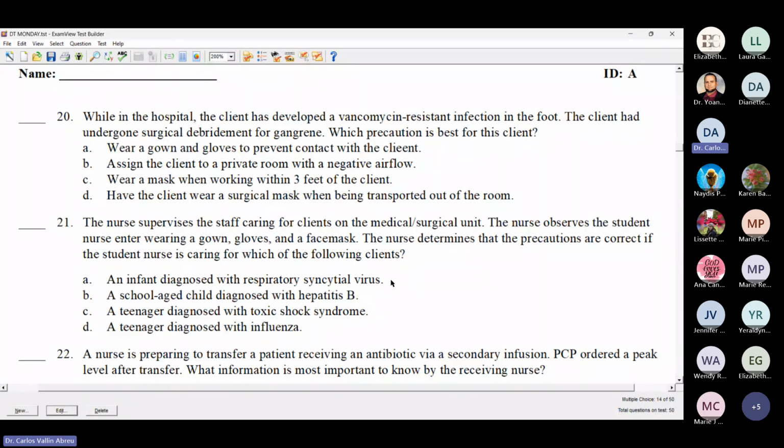C, wear a mask when working within 3 feet of the client? No, not necessarily. It is needed in droplet precaution. It is not the case. And the last, have the client wear a surgical mask when being transported out of the room? It is not necessary. What is needed is to cover the wound with an impervious dressing if the client needs to be moved out of the room. Okay, contact precaution.